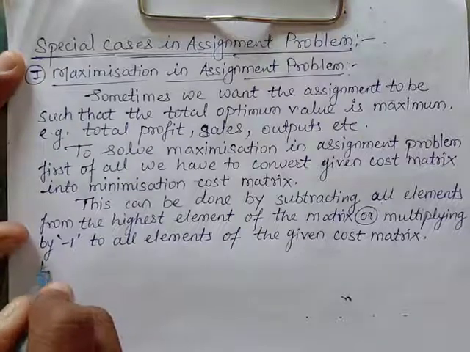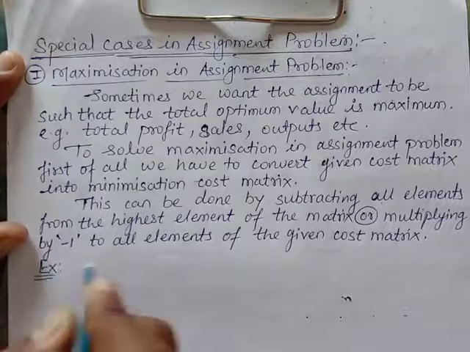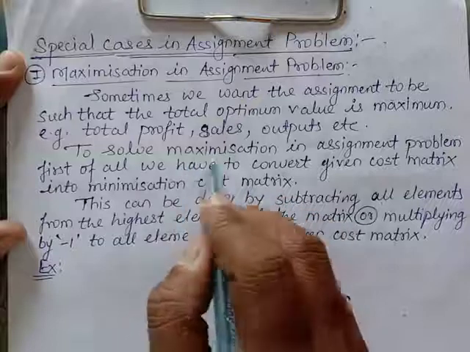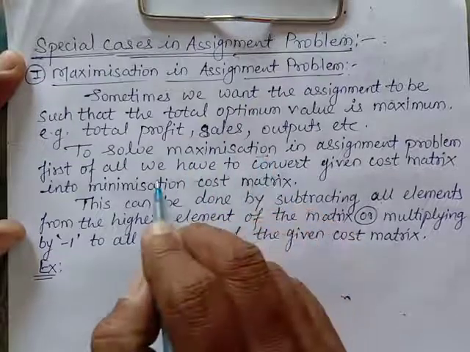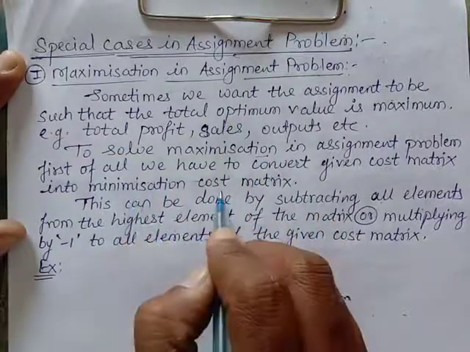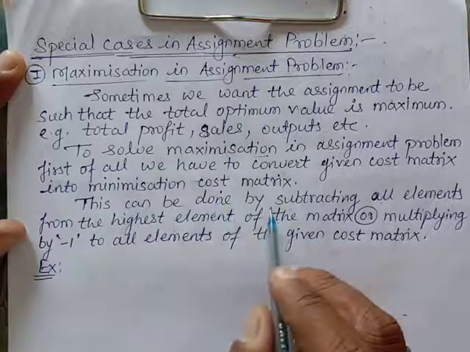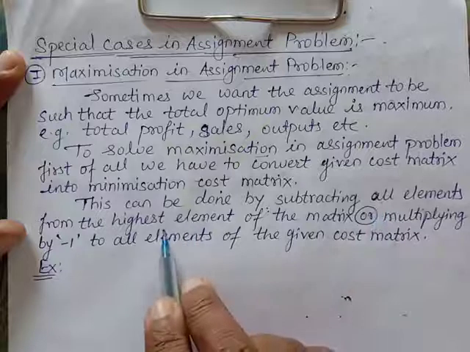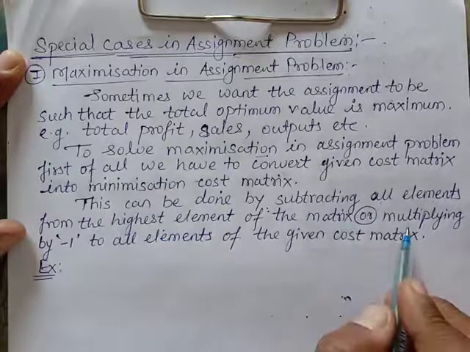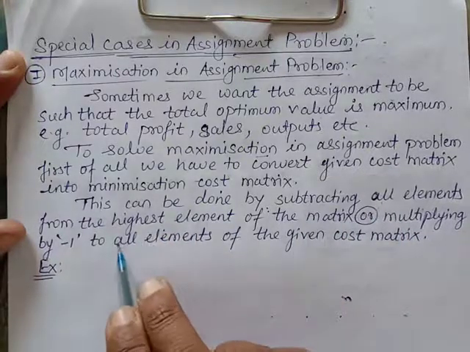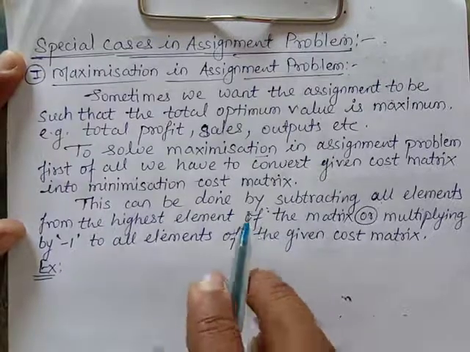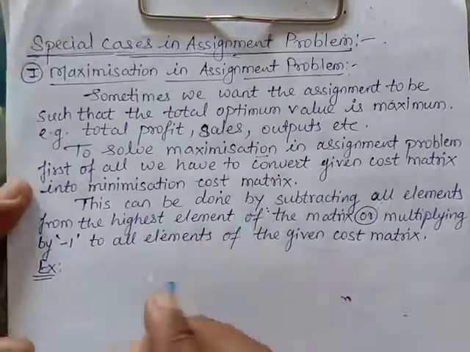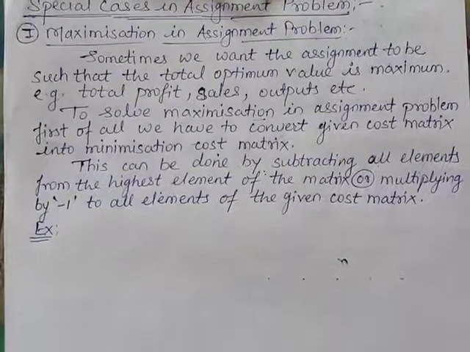Now let's solve an example for this. Remember this, maximization type of assignment problem we will convert into minimization type first. How can we do that? By subtracting all elements from the highest element of the matrix, or by multiplying by -1 to all elements of the given cost matrix. These are the ways. Now let's solve the example using both the ways.